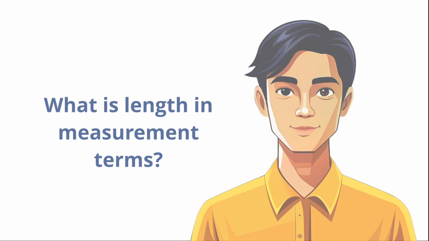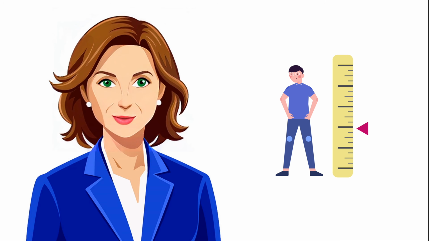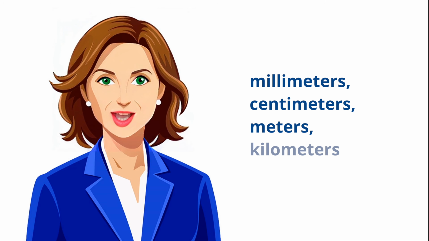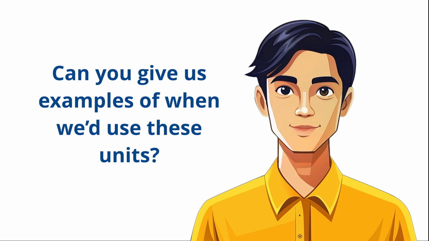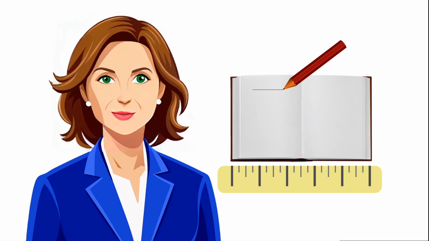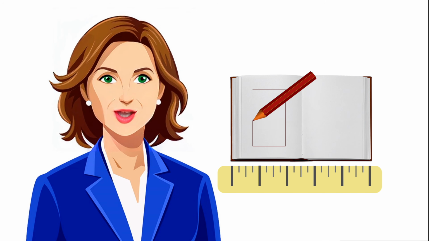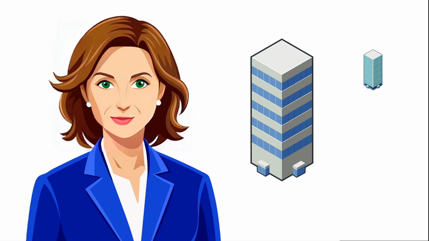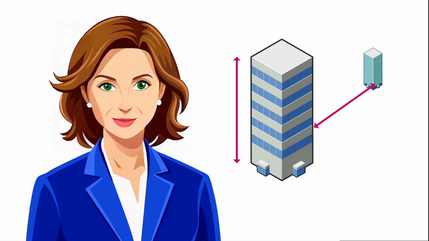Let's begin with length. Now, what is length in measurement terms? Length is the measurement of how long or tall something is. We measure length in units like millimeters, centimeters, meters, and kilometers. Can you give us examples of when we'd use these units? Sure. Millimeters and centimeters are great for smaller objects like pencils or books, while meters and kilometers measure larger things, like the height of a building or the distance between two towns.